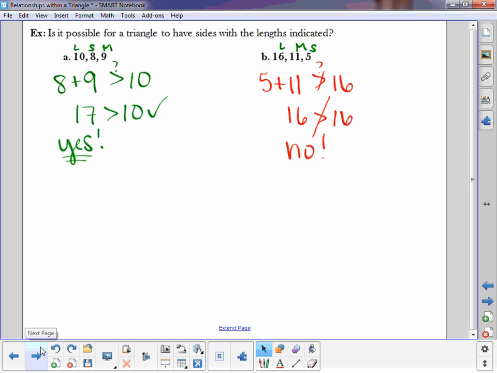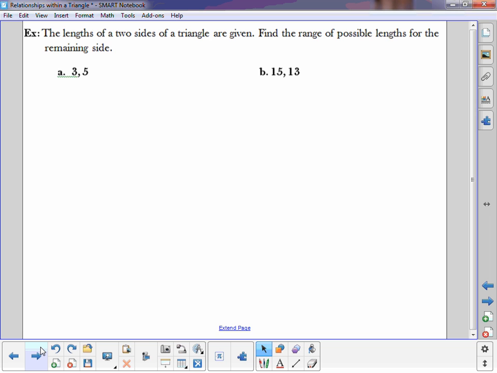So let's go take a look at our next piece. We're still going to use this theorem to help us in solving for an unknown side. What they've done here is they give us two lengths of a triangle, and we have to find the range of possible lengths for that third side. Now the problem is, I don't know if that third side is my small, my medium, or my large. So we have to find that possible range. It could be anywhere. We have to decide, is it from 1 to 10? Is it from 2 to 15? What is that range that it could be?